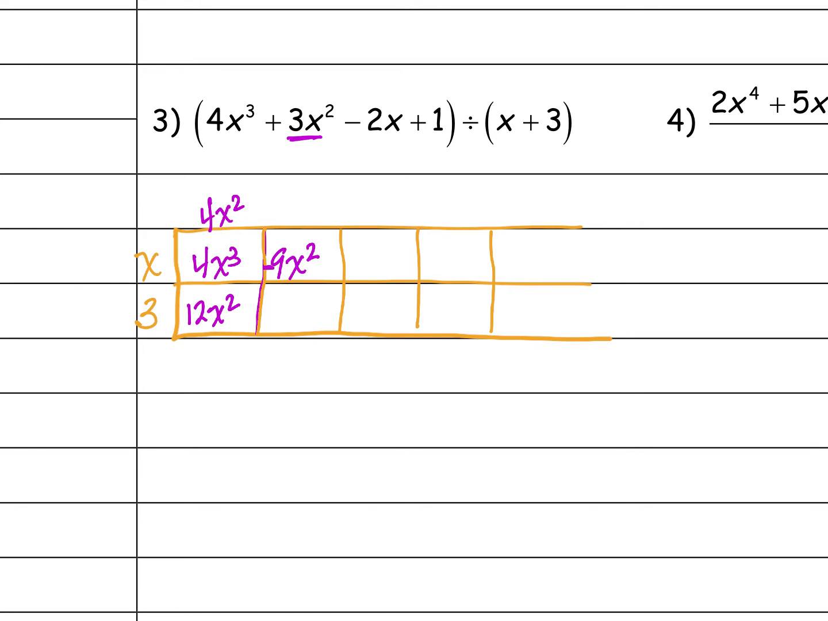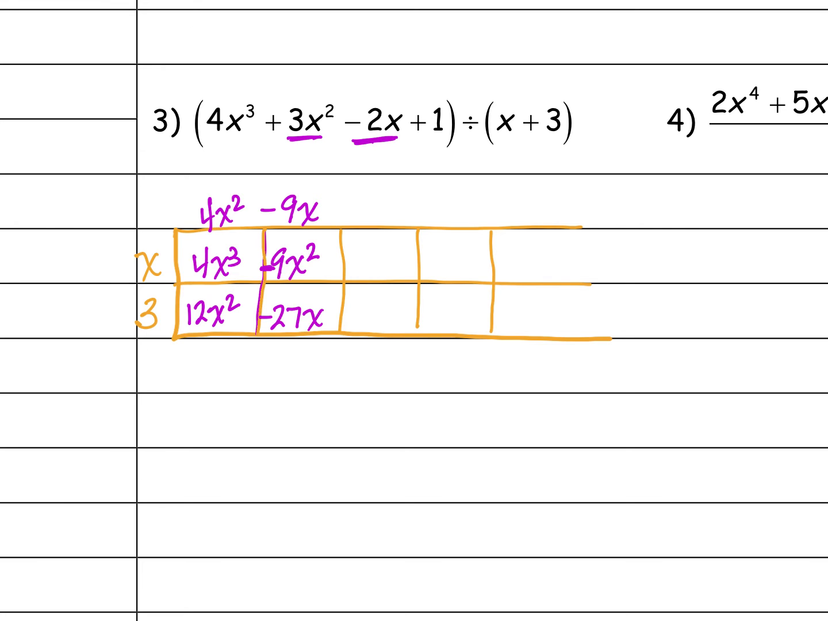Negative 9x squared. Good. Negative 9x squared. Can you see that negative? It looks like a negative. Okay. What do I multiply x by to get negative 9x squared? Negative 9x. Okay. And then negative 9x times 3 is negative 27x.